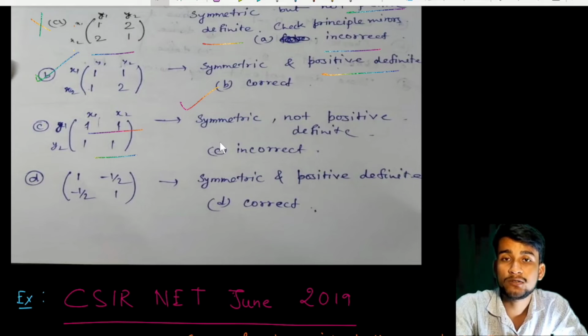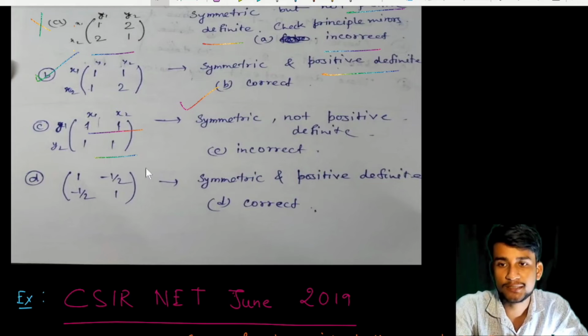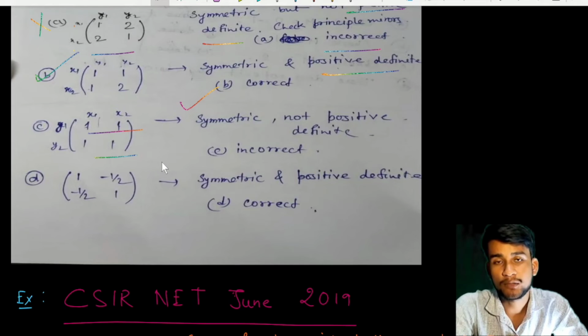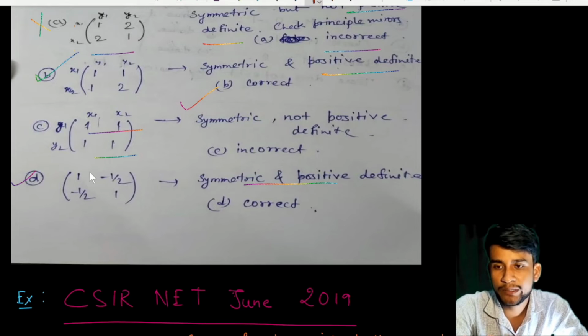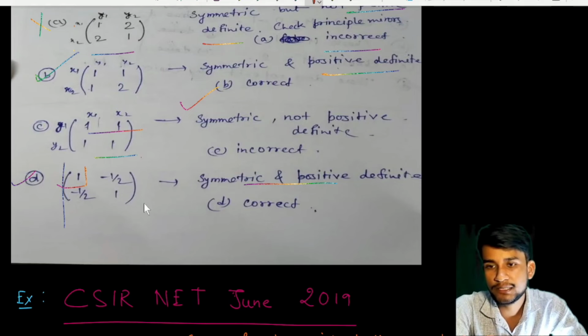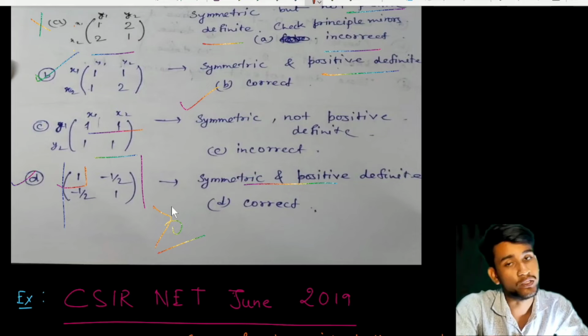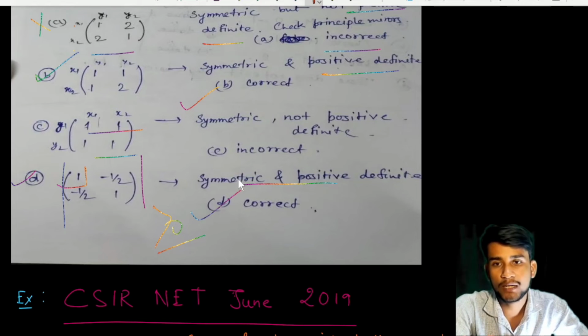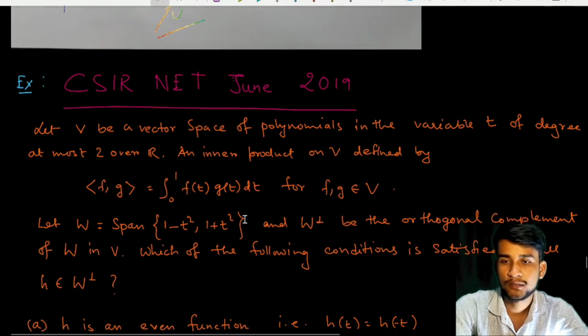To check positive definiteness, you just check the principal minors. You all know, I think, the principal minor method to check whether a matrix is positive definite or not. Clearly this is a symmetric matrix, and positive definite means the 1 by 1 principal minor and the 2 by 2 principal minor, the determinant of this, are greater than 0. If the principal minors are greater than 0, then the matrix is positive definite. So here options B and D are correct. This is a very simple question, you all have to solve it.